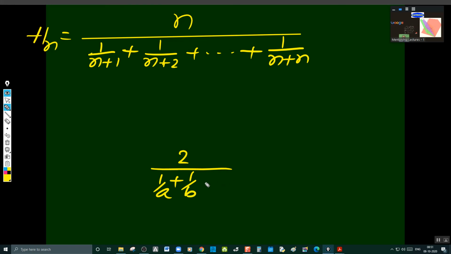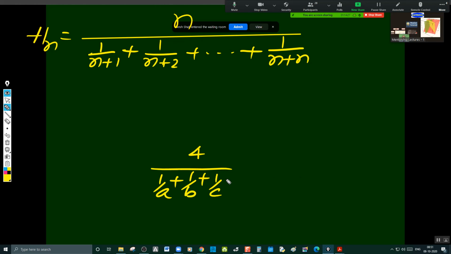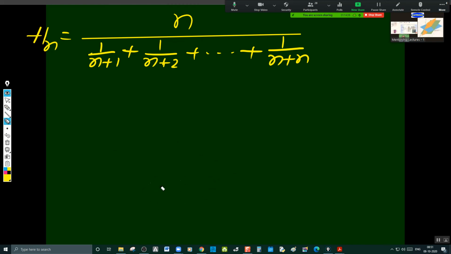What is HM of abc? 3 upon 1 by a plus 1 by b plus 1 by c. What is HM of abcd? HM of abcd will be 4 upon 1 by a plus 1 by b plus 1 by c plus 1 by d, like this. Okay, so in this case also I wrote the same. These are the terms. There are n terms, n upon the sum of the reciprocals of the given terms.